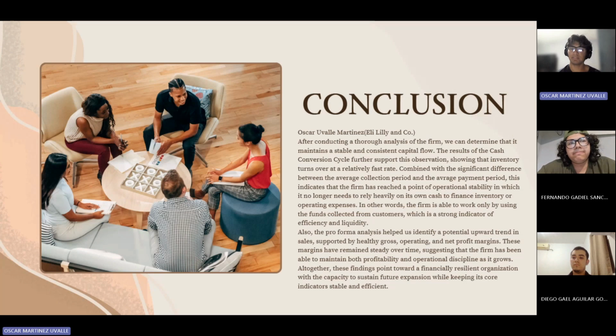And combined with the significant difference between the average collection period and the average payment period, it indicates that the firm reached a point of operational stability where they no longer need to rely on their own funds to finance the next operations or the inventory. And basically, it is stable enough to work by only using the funds collected from previous months from their customers, which is a strong indicator of efficiency and liquidity.